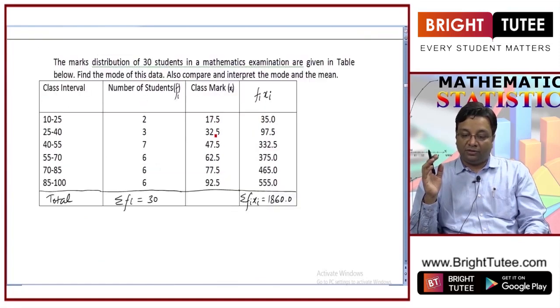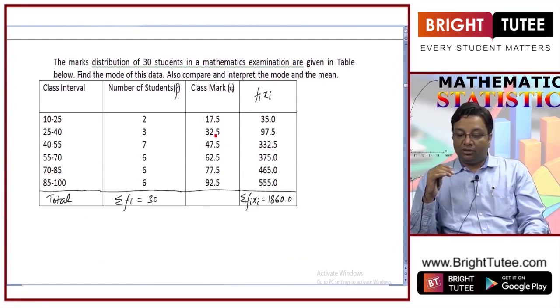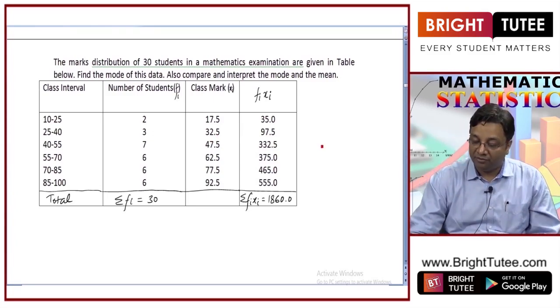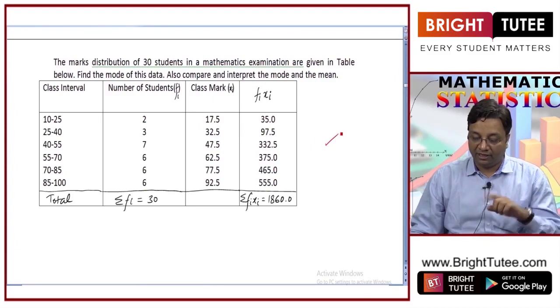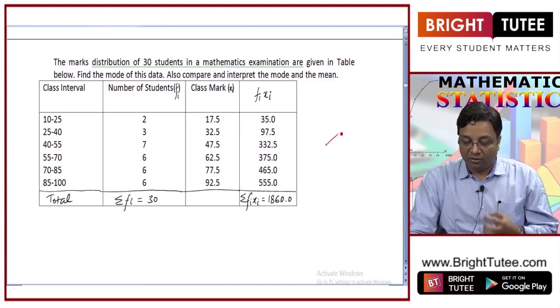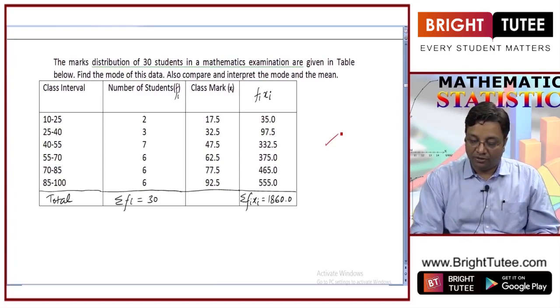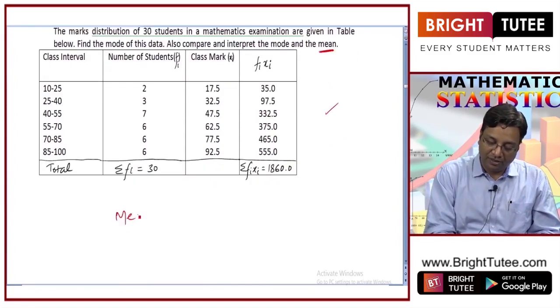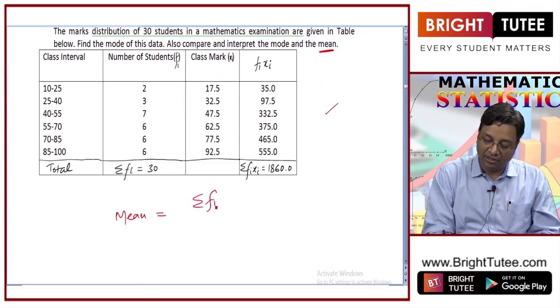The marks distribution of 30 students in a mathematics examination is given in the table below. Find the mode of this data. Also compare and interpret the mode and the mean. We did this same question while calculating the mean, and even if you don't know it, we will do it again here. To calculate the mean, we will apply the direct method. What is the mean? Sigma fi xi divided by sigma fi.